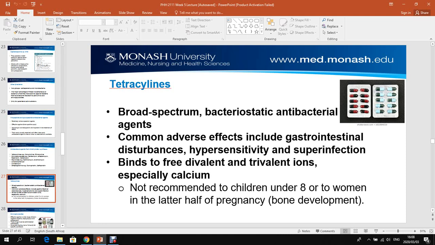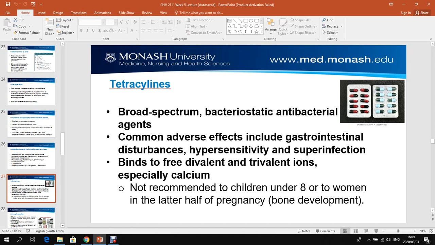Okay. Such drugs basically bind to free divalent or trivalent ions, especially calcium. Remember, ions are important for the survival of microorganisms. They are involved in a number of biochemical reactions.